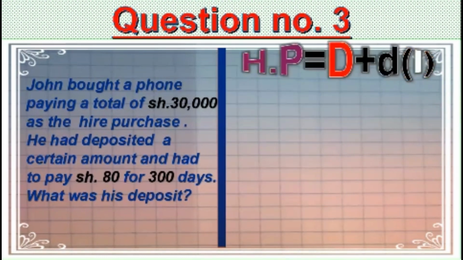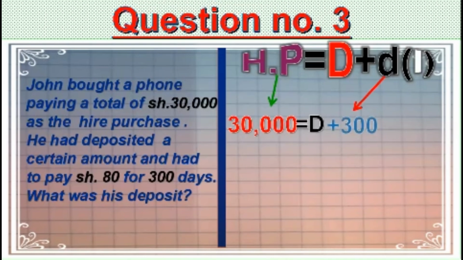First of all, let us write the formula. So HP equals deposit plus daily payment. Instead of writing months, here we have days. So 300 days, we shall say 80 shillings for 300 days. This is the daily installments. So the HP we are given is 30,000, and we don't know the deposit, but we know the days are 300 times the installment, which is 80 every day.